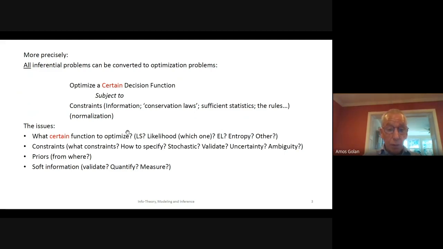I'm going to start with the constraints. The constraints are the information that we have. Think about it as a conservation law, or basically the information that we have. Those are the rules that govern the behaviors of those complex systems or less complex systems that we try to understand. Those are the rules that govern the behavior of the system. So those are basically the constraints. It's all the information that we have.